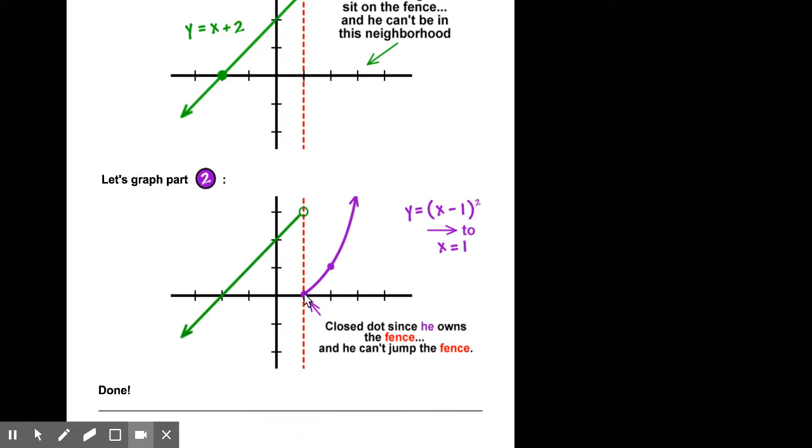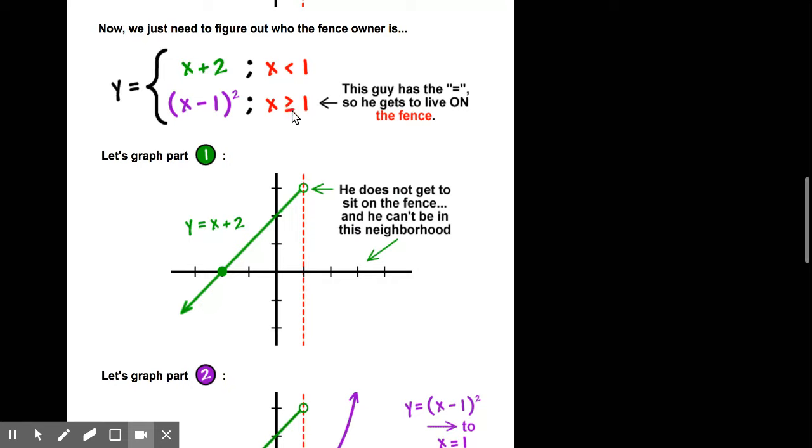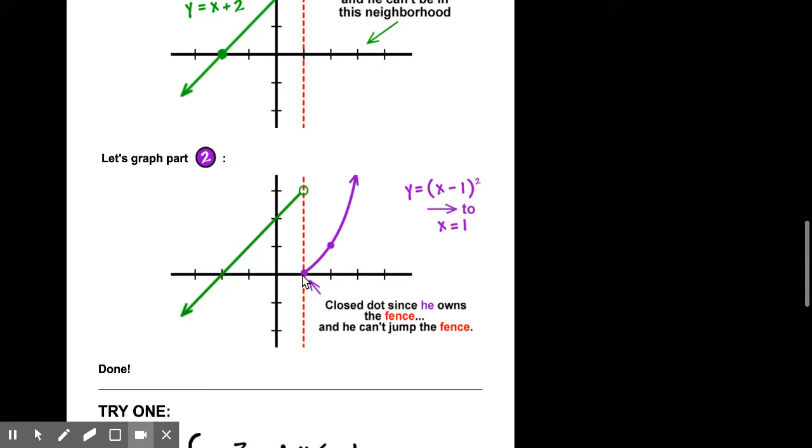So a parabola, now this one says x minus 1, which means move the parabola to the right 1. So lucky for us, our domain restriction started at 1. We can put our vertex there. It's a closed circle because our domain restriction said x greater than or equal to 1. And then you graph the parabola like you normally would do.